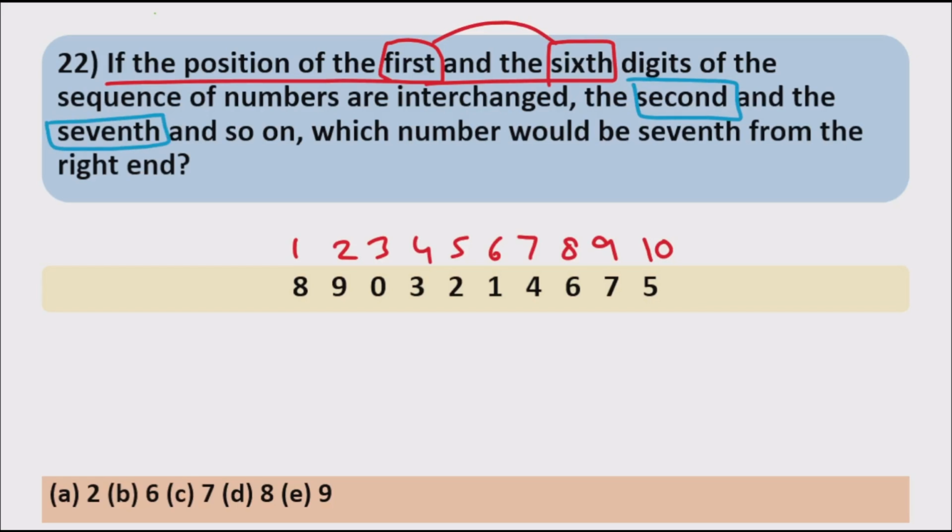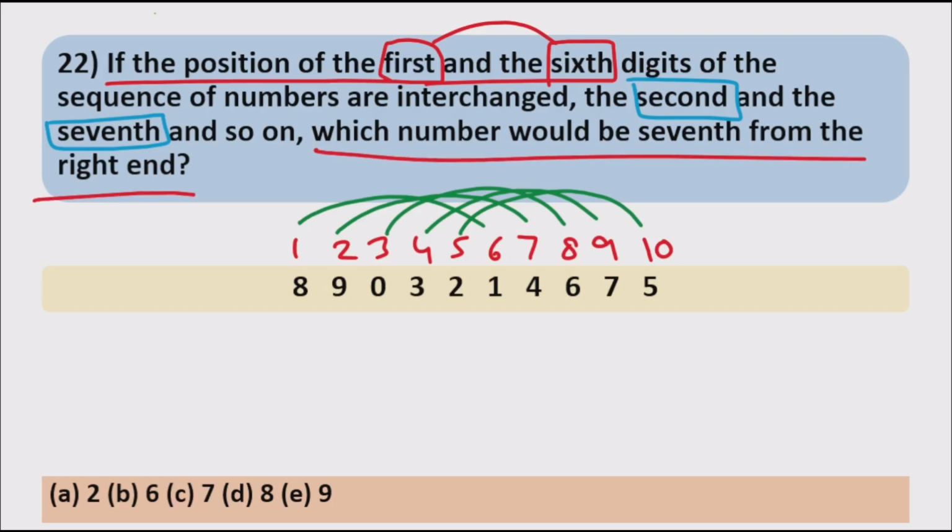Okay, so what we have here is first and sixth, second and seventh, third and eighth, fourth and ninth, fifth and 10th. Now the question is, which number would be seventh from the right end? From the right end we are supposed to find 7 from right end. 1 2 3 4 5 6 7. This will be the number, but this is exchanged by 9, so the answer will be 9.